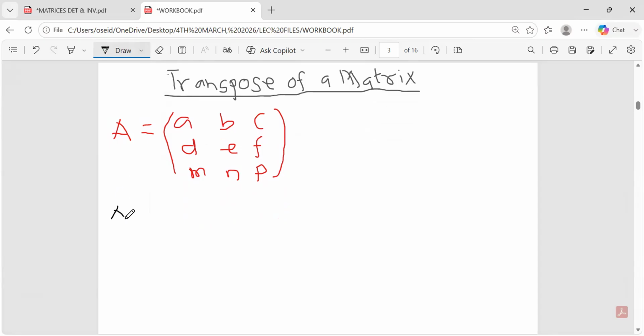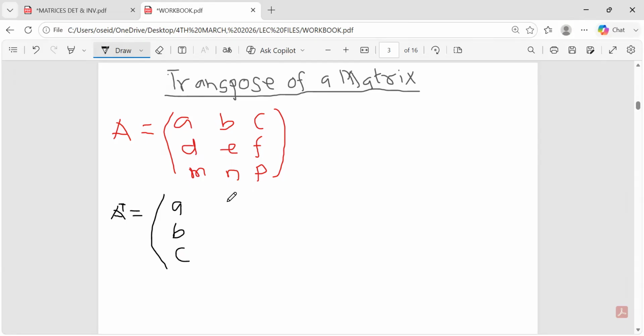So transpose A. Then I bring my superscript T, showing that I'm transposing it. What will I get? We change the first row into the first column, the second row into the second column, and the third row into the third column. So we are going to get A, B, C, because A, B, C is row 1. So row 1, after transposing, becomes our first column.